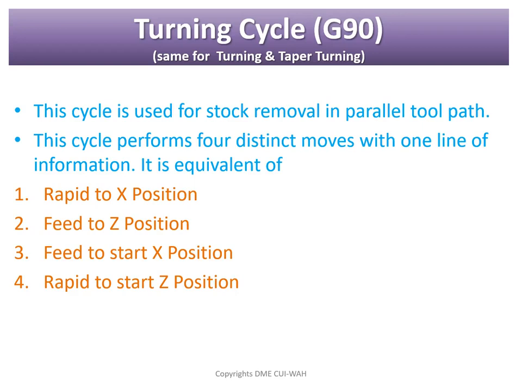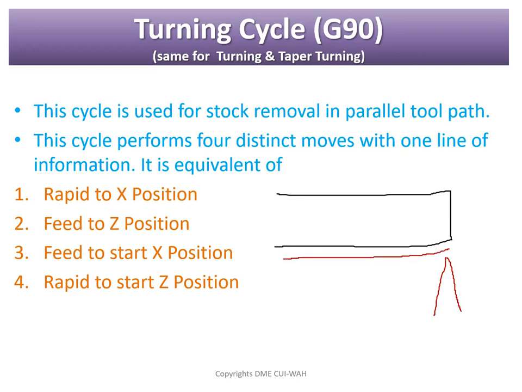For explaining this, let me draw the workpiece. Now suppose this is your workpiece and this is your tool. Parallel tool path means for reducing the dia, your tool will move in this direction and along the Z axis. Remember the axis I have drawn. This one was your Z axis and this one was your X axis. Now what will happen with the help of using the G90 command? There are four options. Four different steps are going to be performed in the G90 cycle.